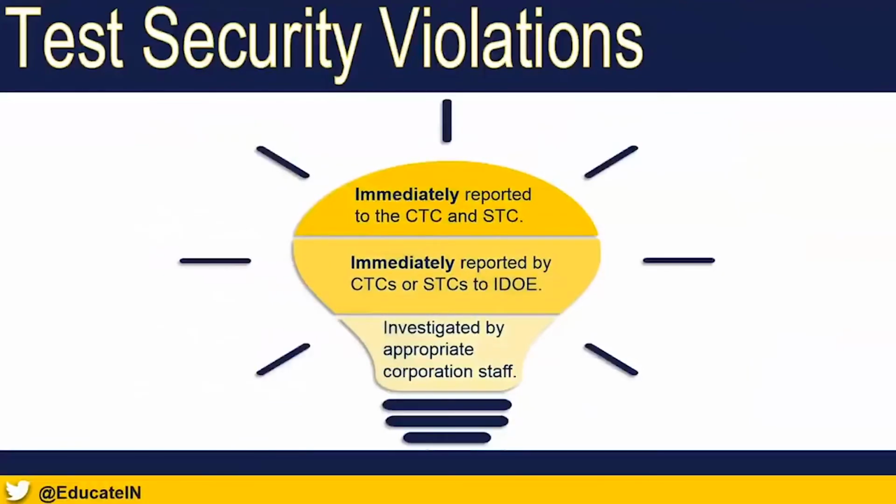All concerns regarding test security violations must be immediately reported to the CTC and STC, immediately reported by CTCs or STCs to IDOE. Waiting until after the assessment window is closed to report test security concerns is not appropriate. Failing to report a test security concern immediately to the CTC, STC, or IDOE is in and of itself a test security violation. Finally, test security violations must be investigated by appropriate corporation staff.